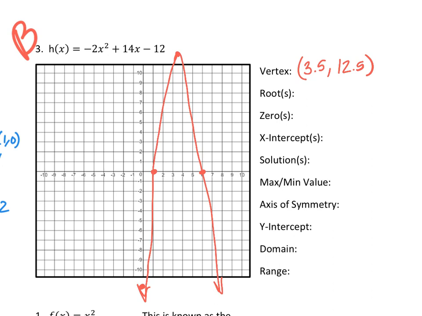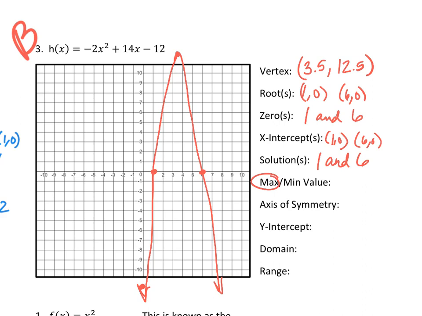What were the roots, my friends who did this one? 1 and 6. (1, 0), (6, 0), or you could say 1 and 6. Very good. Either of these is fine to say. Friends who did this one, does this have a maximum or a minimum? And what is that highest height that it gets to? 12.5. Remember, the max value is how tall or how small that graph is. What's the axis of symmetry here? 12. So that's just a number.